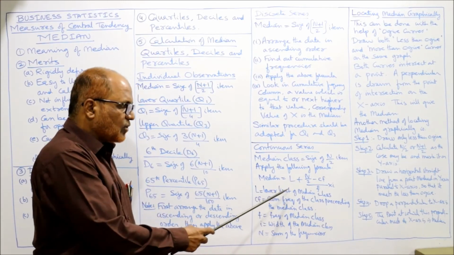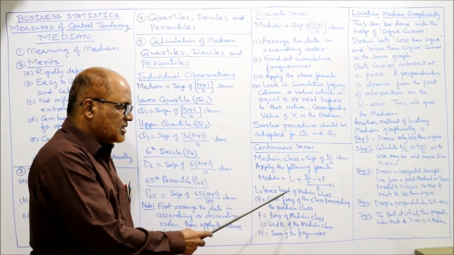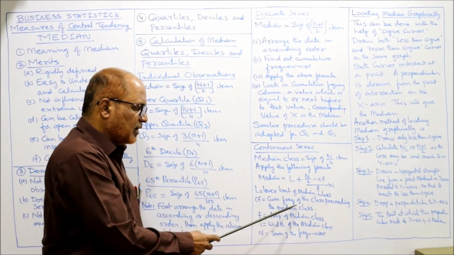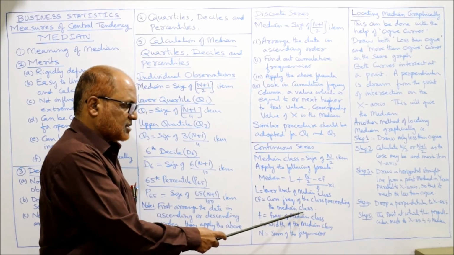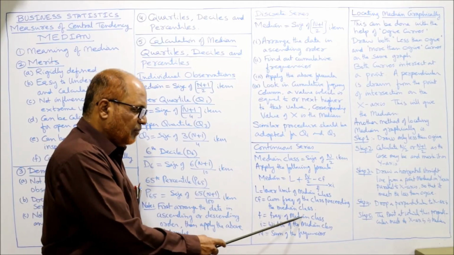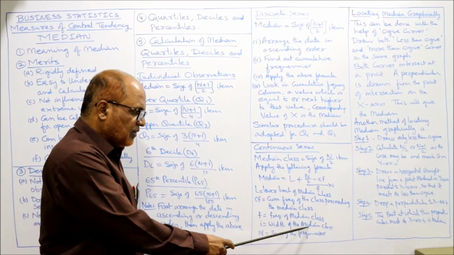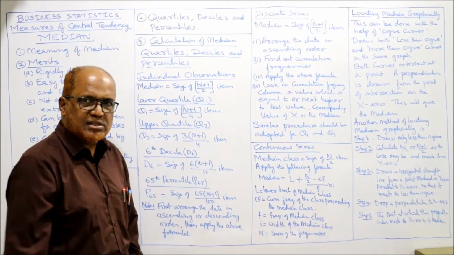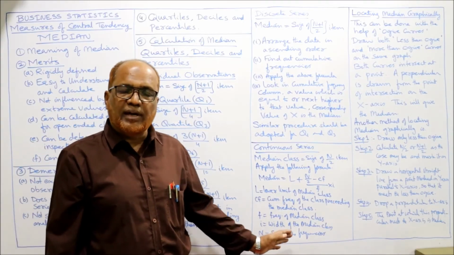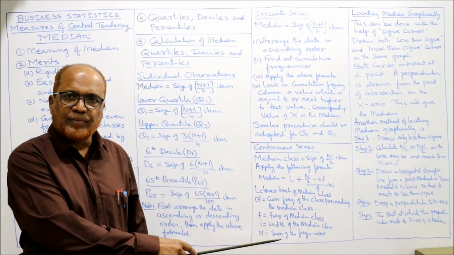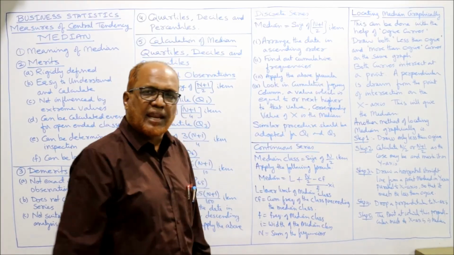L stands for lower limit of median class, CF stands for cumulative frequency of the class preceding the median class, F is equal to frequency of median class, I is the width of the median class, and N is equal to sum of frequencies. While doing the problem, I'll go into detail about this formula. Right? Now, locating median graphically.